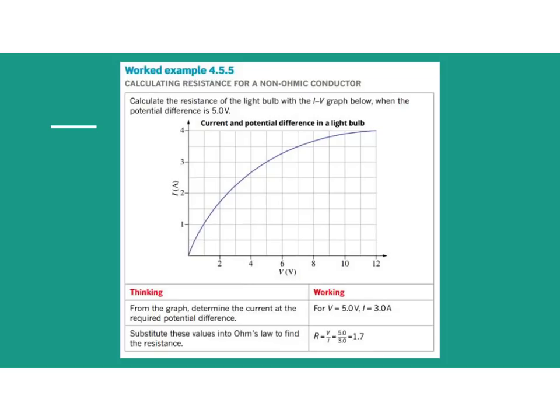Let's try an example of this. So here's our graph. Calculate the resistance of the light bulb when the potential difference is 5. So we need to go up and read that off. The resistance is V over I. We've already said that V is 5. We look across, we see current is 3. Rounded to 2 significant figures, we have 1.7, and there should be an ohm symbol there.